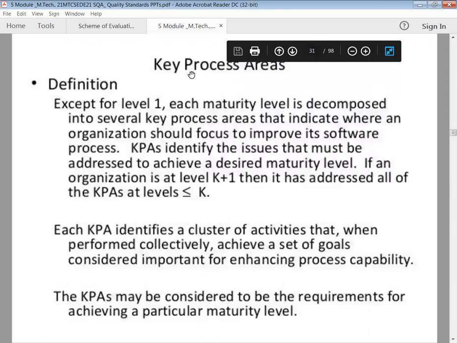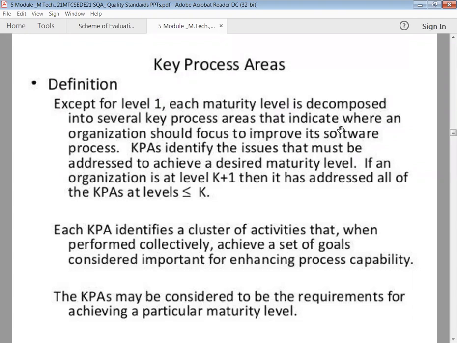So we were talking about CMMI KPAs. So what does KPA mean? Key process areas. Which are the areas we need to focus on so that we can improve our process? If you take the definition of KPA, except for level one, each maturity level is decomposed into several key process areas. That indicates where an organization should focus to improve its software process.